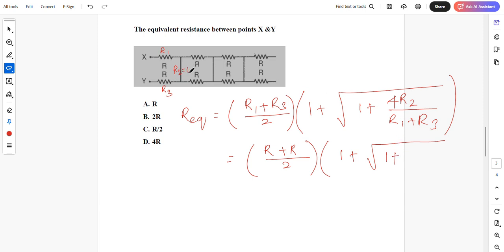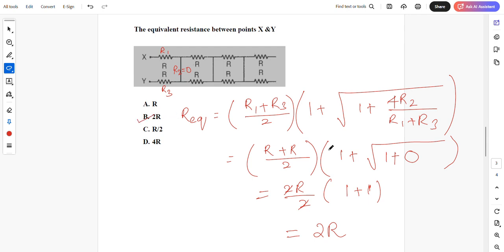R2 is 0 because it is short circuited. R2 is 0, so 4 into 0 is 0, all of this becomes 0. Right? So 2R by 2 into 1 plus root of 1. How much is that? 1 itself. So 2 gets cancelled, and that is equal to how much you are getting? 2R is the right answer.